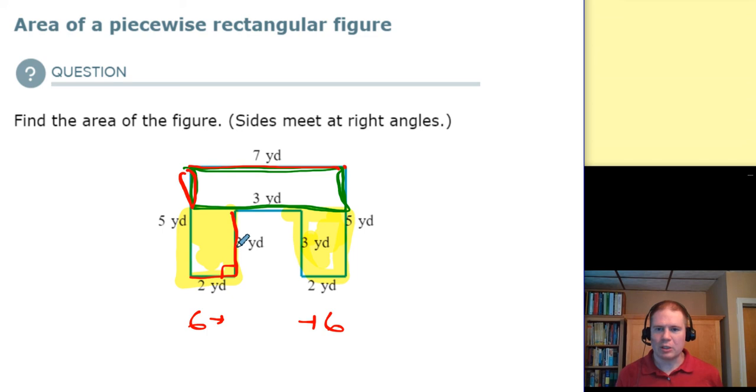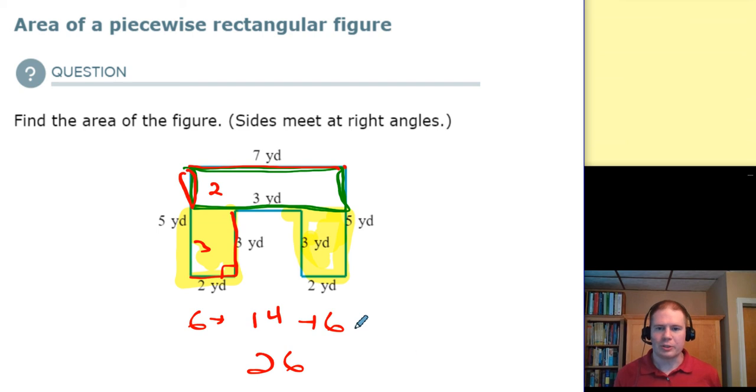And again, I'm stuck recognizing if this is 3, this is 3. 3 plus what makes 5? 3 plus 2 makes 5. So this is 2. And 2 times 7 is 14. So 6 plus 14 is 20. 20 plus 6 is 26.